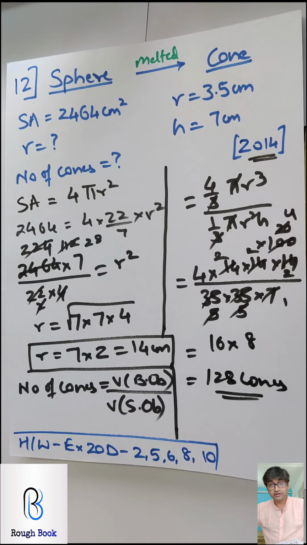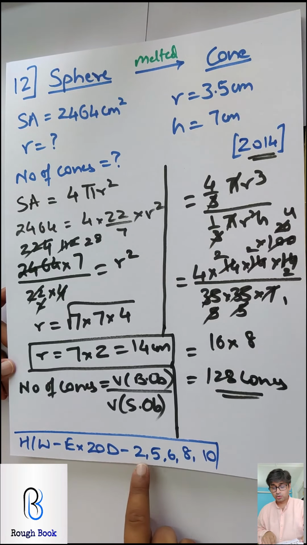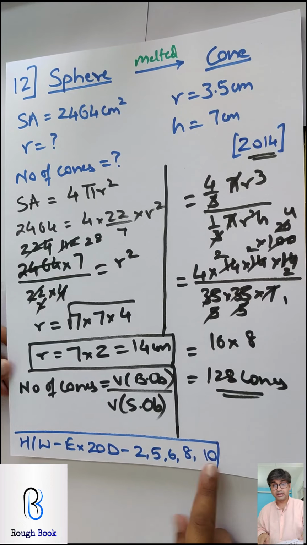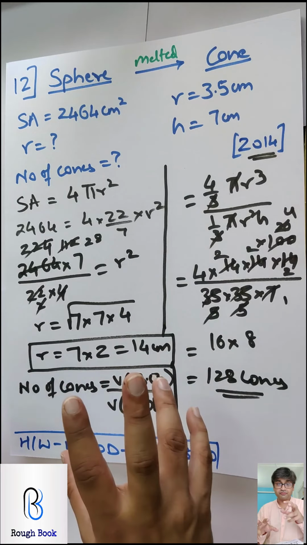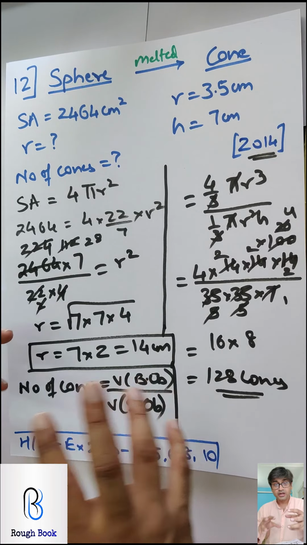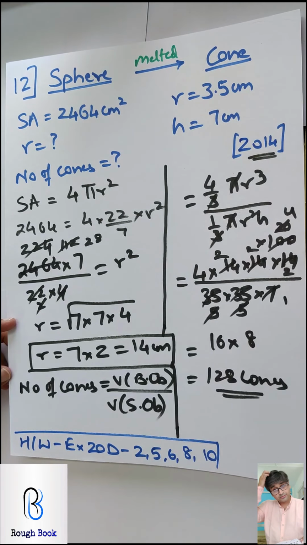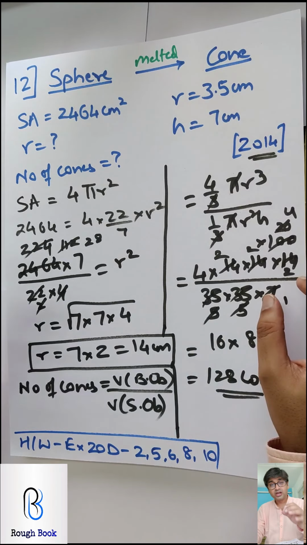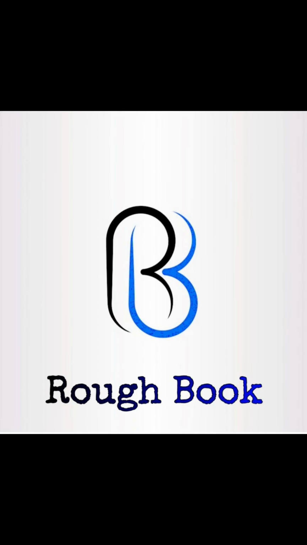I didn't expect it to finish so quickly. Good job. Anyways, for your homework, 20D sum number 2, 5, 6, 8 and 10. There is nothing cancelled in the exercise. Here we saw the mix of one particular object or shape turning into another shape. For example, sphere into cone, like that. Okay. So I'm sure exercise B, C and D you must have mastered by now nicely. Hope you had a lovely mathematics experience with the rough book, our learning companion.